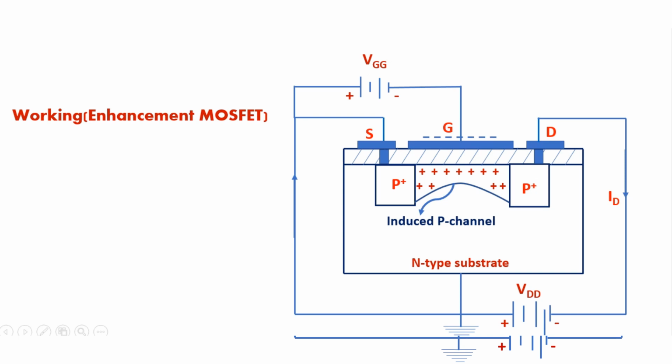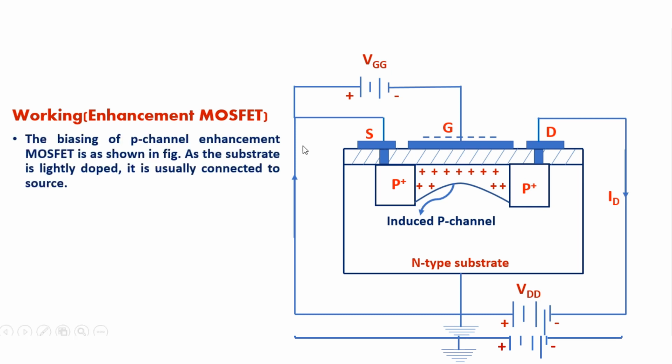Now let us study the working of enhancement MOSFET. The biasing of the P-channel enhancement MOSFET is as shown in the figure. As the substrate is lightly doped, it is usually connected to the source.